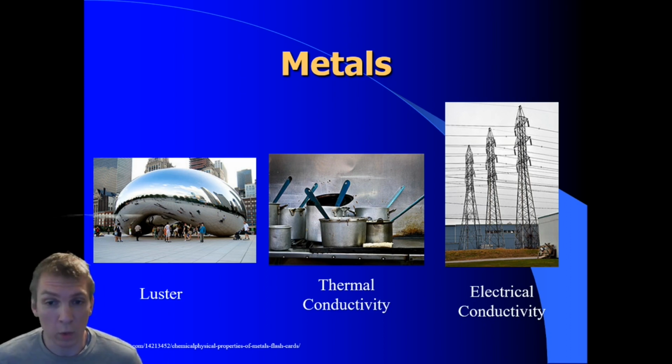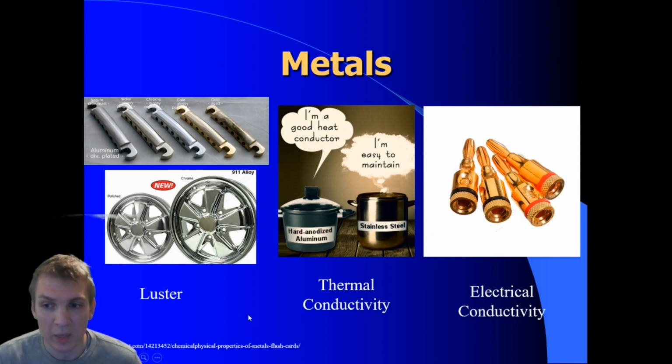Why don't we use gold wires in our homes, in our buildings? So why don't we just run all electrical wires with gold? Well, that can add up. That's a cost. That costs a lot of money. Gold is expensive. So copper is significantly cheaper, and that's why we use copper wires instead of gold wires. All right, just another example of how we can show different types of luster and thermal conductivity and electrical conductivity.